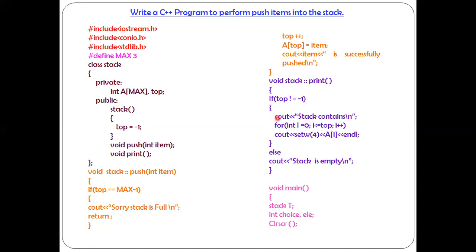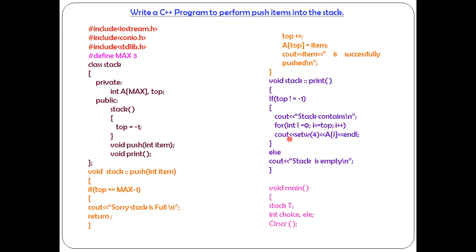Then I need to execute these three statements: cout, for, and cout. Cout stream insertion, within the double quotation, "Stack contains \n", double quotation close and end with a semicolon. This message is going to display as it is on the output device because it is written under double quotation. Next, for i equals 0, i less than or equal to top, i plus plus. So what is the value of i? i is 0. And what is the value of top? 2. 0 is less than 2. Yes, it is true.